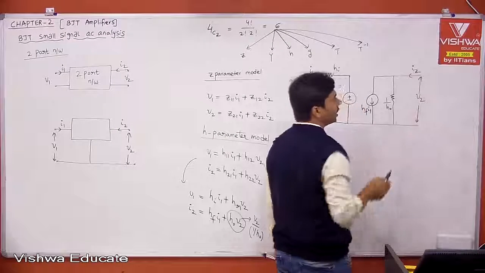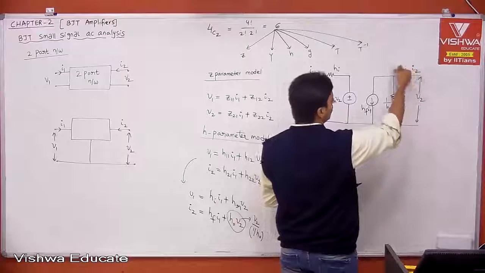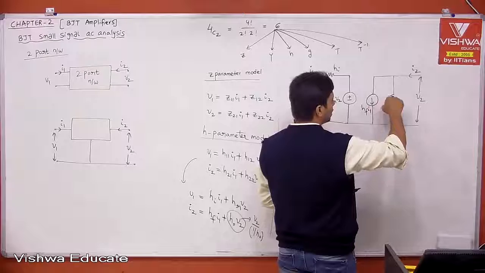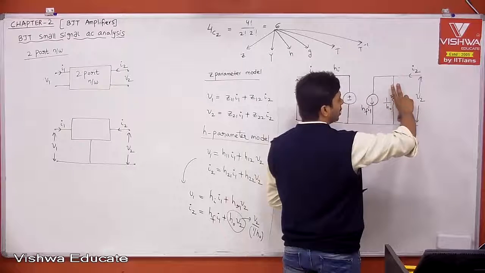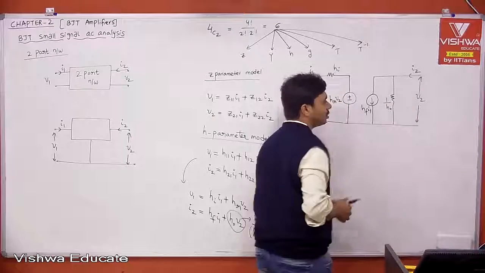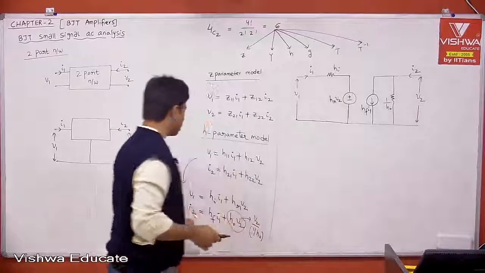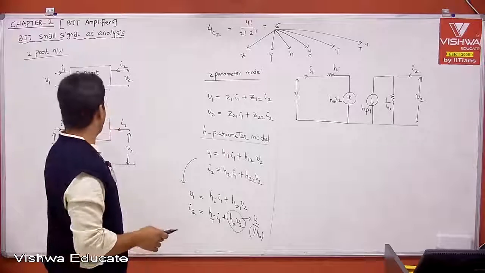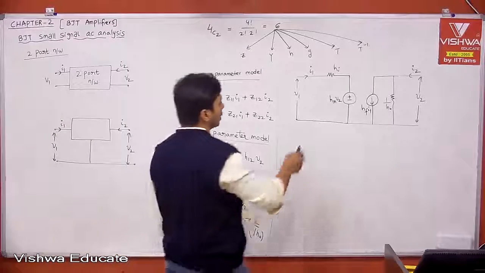Therefore, now if you apply KCL, what is that? I2 is equal to this current plus this current. This current is nothing but HF into I1 plus the current through 1 by HO, which is the voltage across it, V2, divided by 1 by HO, which is nothing but V2 HO. Therefore, the H parameter model equations are used to replace the black box, and we got the equivalent circuit.